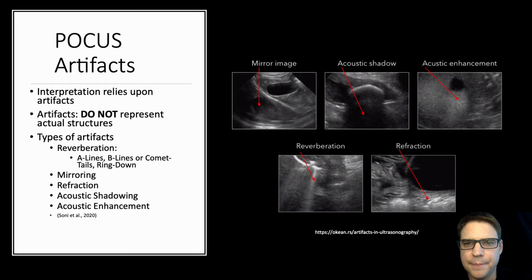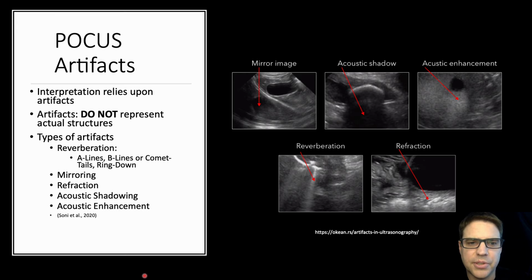Interpretation of lung POCUS exams relies heavily upon artifacts created by sound waves at or deep to the pleural line. Artifacts are false images seen during a POCUS exam that do not represent actual anatomical structures. When viewed from different angles or planes, artifacts disappear, whereas true anatomical structures endure. There are many types of artifacts, including reverberation, which includes the A lines, B lines, and ring down. Also, there's mirroring, refraction, acoustic shadowing, and acoustic enhancement.